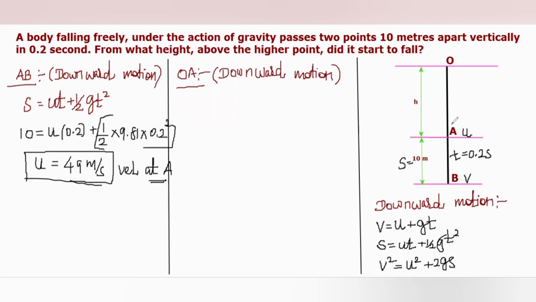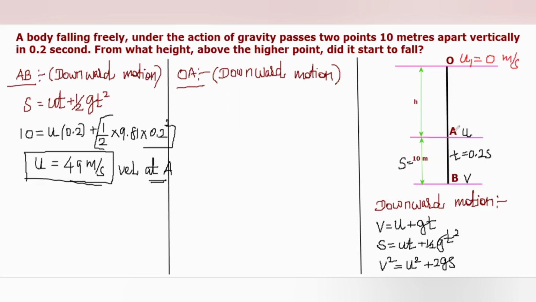So in this segment OA, I'm going to take this as the initial velocity, U1, the velocity at point O. Here we can see this is a free fall, falling freely from the point O, which is at an unknown height h from the point A. It's a free fall, so its initial velocity at point O is 0 meters per second.